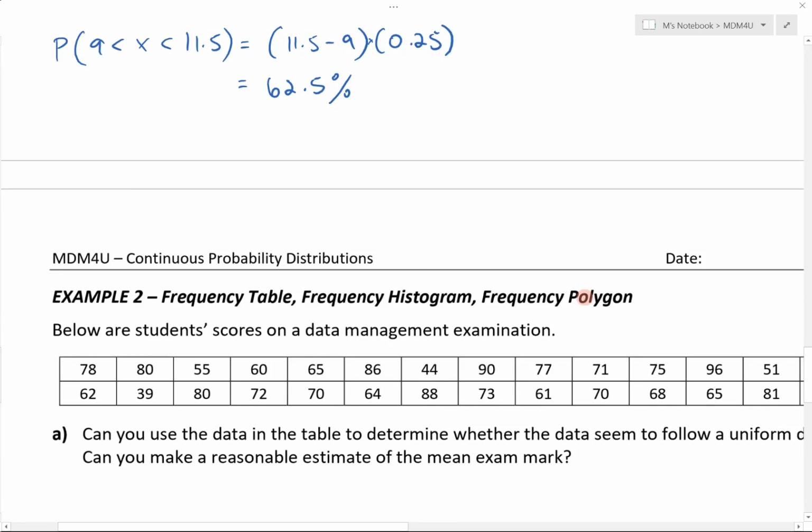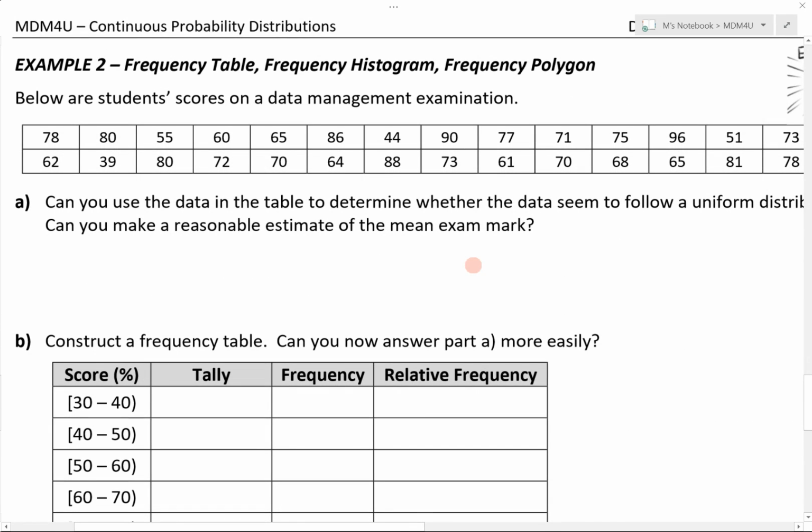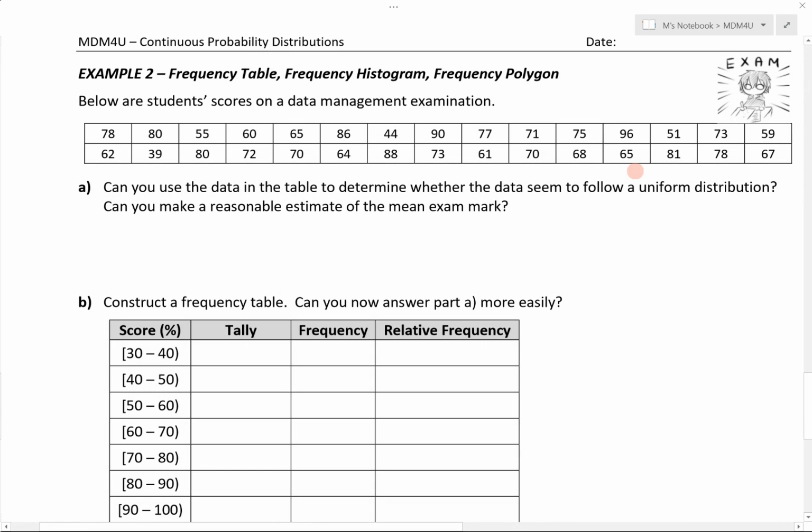Okay, let's look at frequency tables, frequency histograms, and frequency polygons. So below are student scores in a data management examination. Can you use the data in the table to determine whether the data seems to follow a uniform distribution? Well, just by looking at the table, there's no way for me to tell. It's kind of difficult to analyze, so it's not obvious. Same idea, you can't really find the mean exam mark just by inspection. You have to do some kind of calculation.